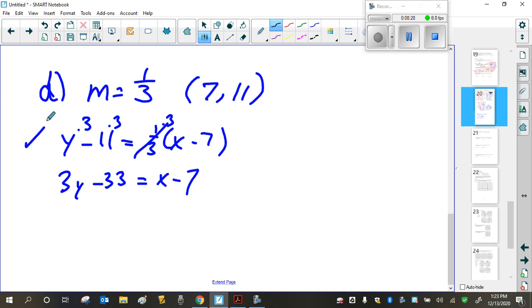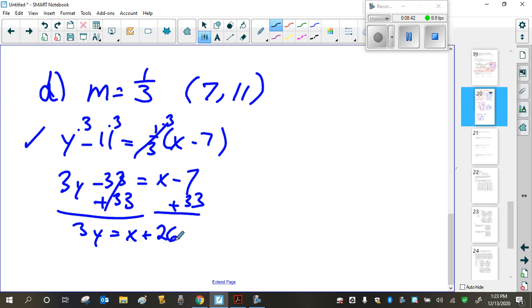Okay, so you did the one thing, point slope. Now let's solve for y. You can go general form first if you want to, it doesn't matter to me. Divide by 3. Y equals, don't forget, x means 1x, 1/3 x plus 26/3.